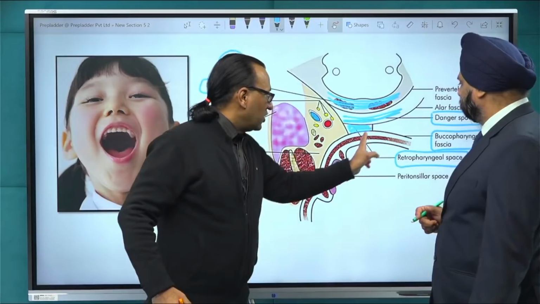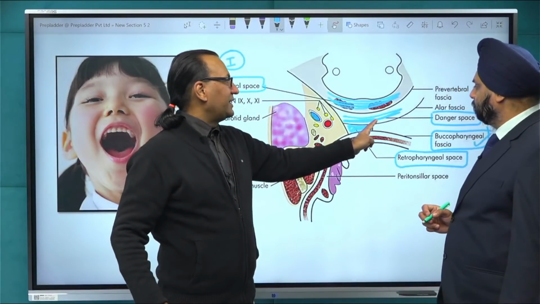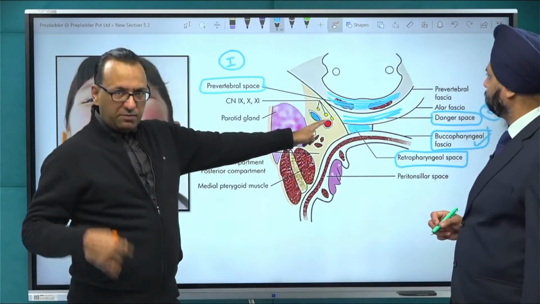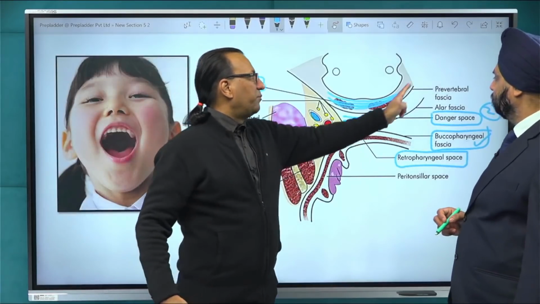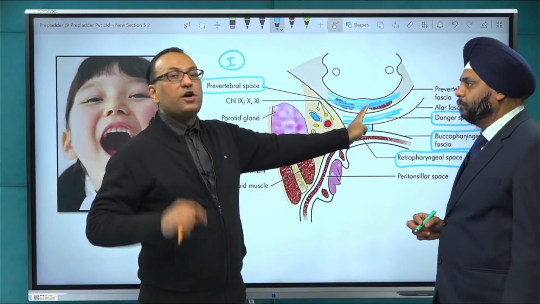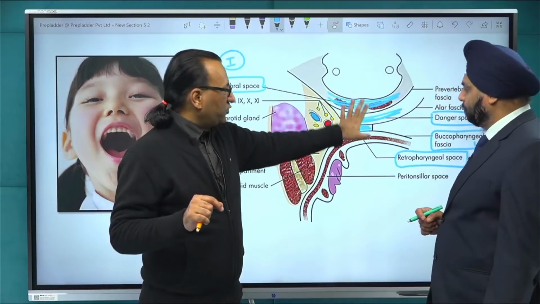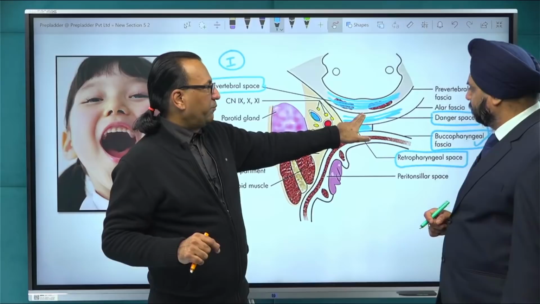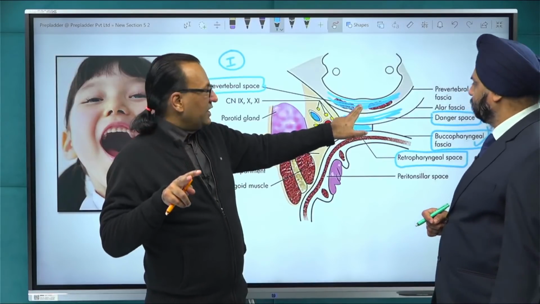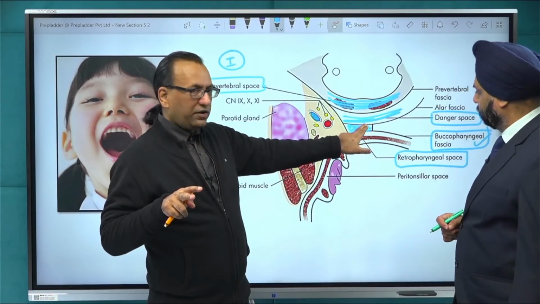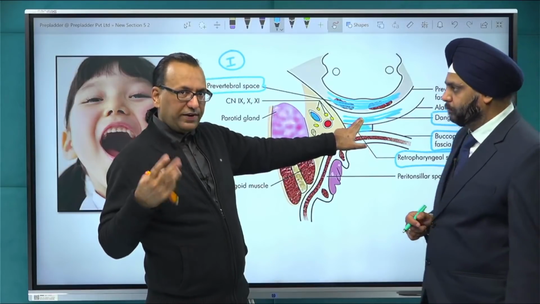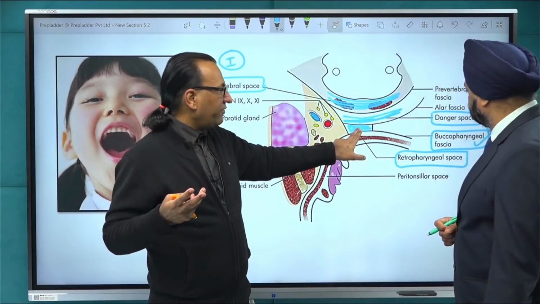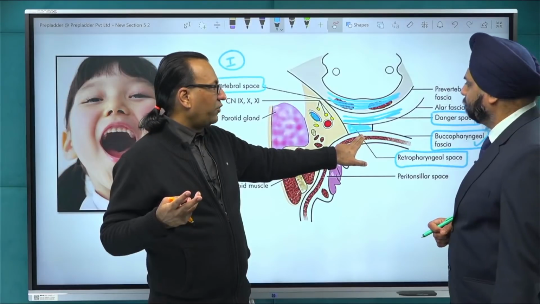So first fascia. What is the next fascia? That is the alar fascia, number 2. And what is the third fascia? Prevertebral fascia proper. So as you see, vertebra, then you have prevertebral space, prevertebral fascia proper, then you have the danger space, alar fascia, which is a subclassification of prevertebral fascia, then you have retropharyngeal space, and then you have buccopharyngeal fascia.